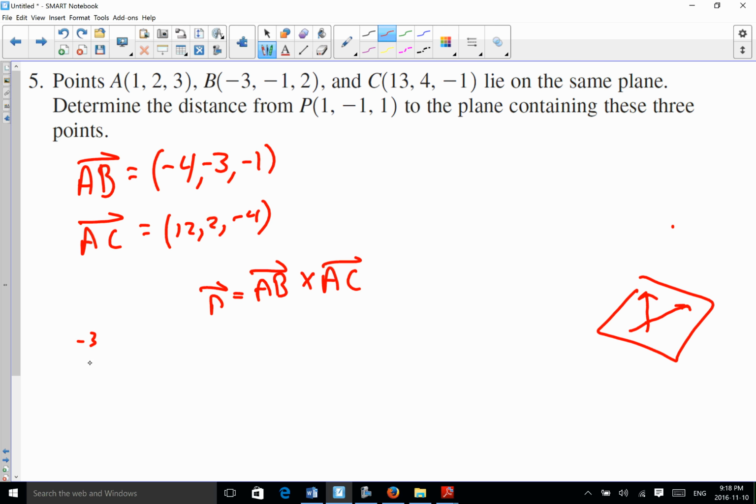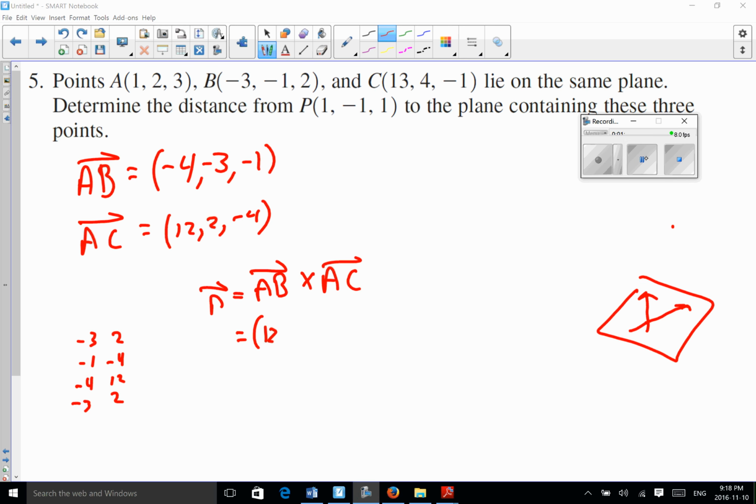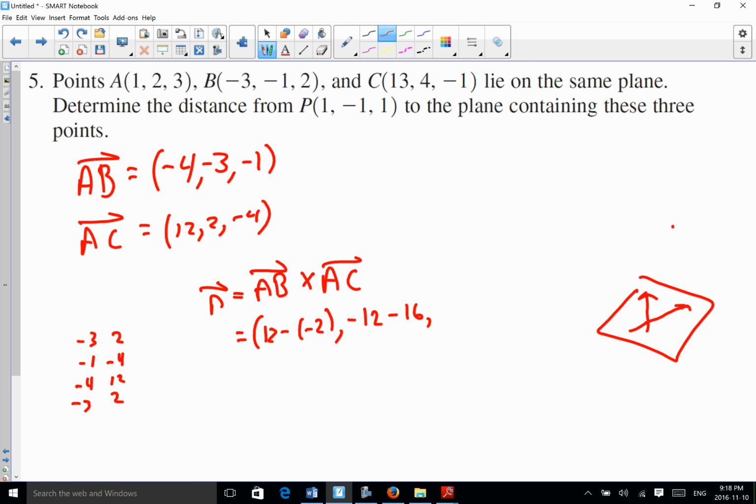So let's do that. AB, -4, -3, -1, AC, 12, 2, -4. And you could have used the scalar multiple on the first one or the second one if you want to make them all positives or smaller numbers. That's totally fine. So 12 minus -2, I'll get -12 minus 16, I'll get -8 minus -24.